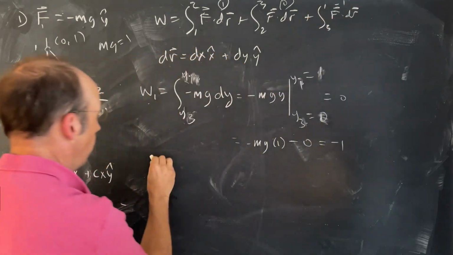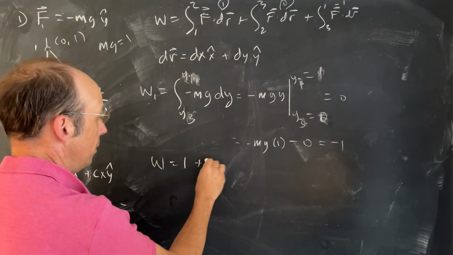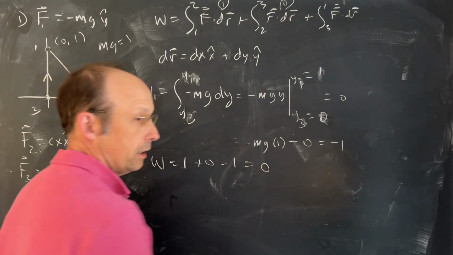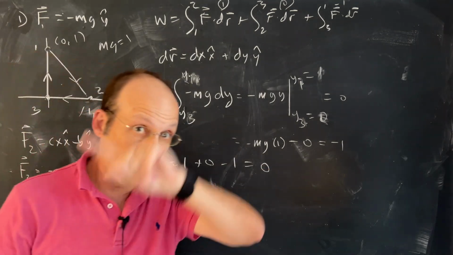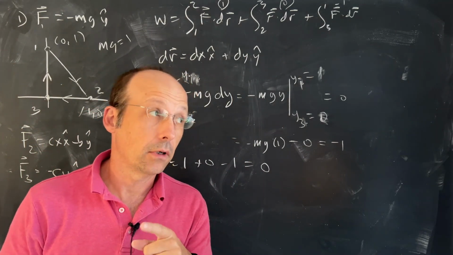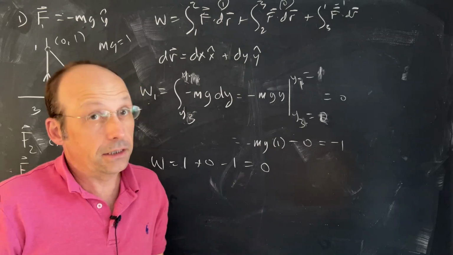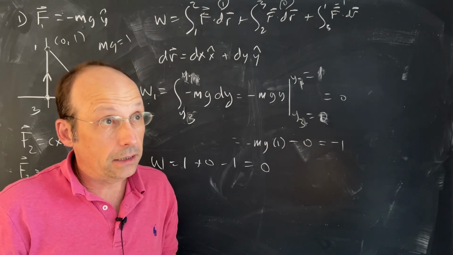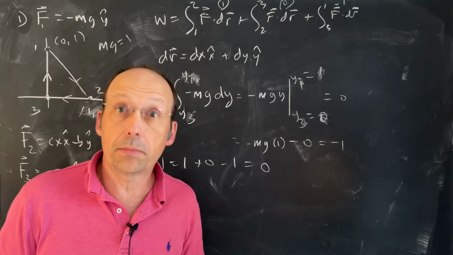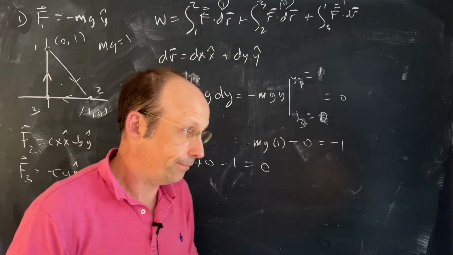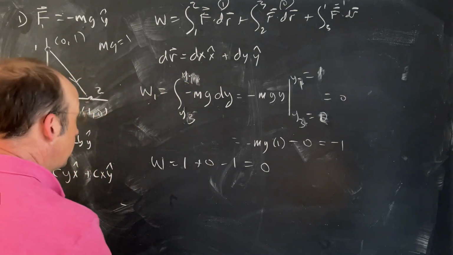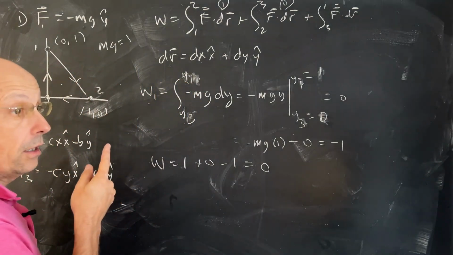So my total work is going to be 1 plus 0 minus 1, which is 0. The work along the path is 0. And again, that doesn't mean this is a conservative field, because it could be just a particular path that worked. Okay. Let's do this in Python.